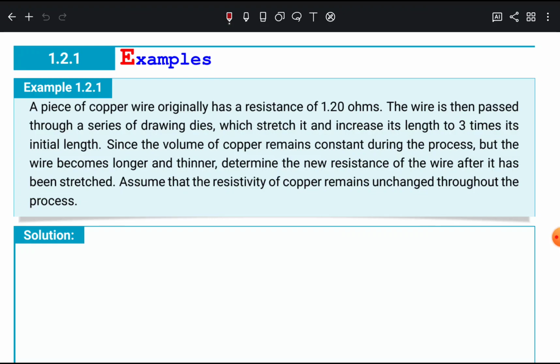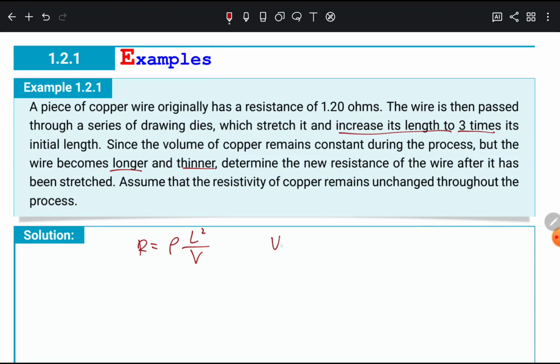So just like we did in our previous example, we identify what formula we are using in this example. We have 3 formulas, and because we have a constant volume, we can use the volume formula. Also, the wire is longer and thinner, so the area or the length, and the problem says the length increases to 3 times its initial length. So we can use the length and the volume. For that formula, R is equal to rho L squared over V, instead of using the area or the other one, L over A.